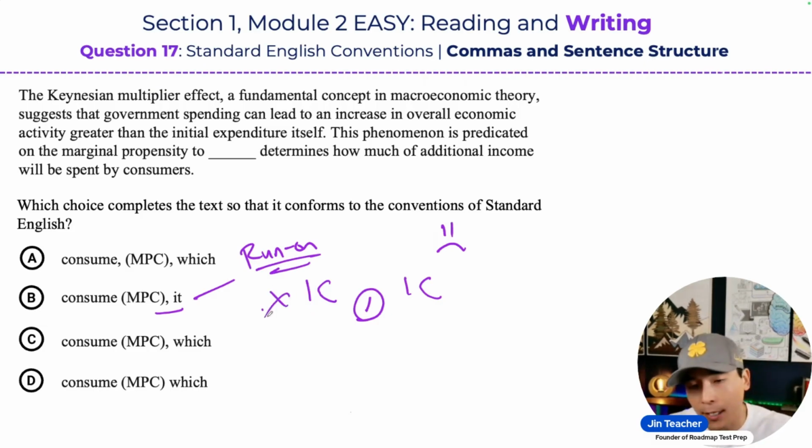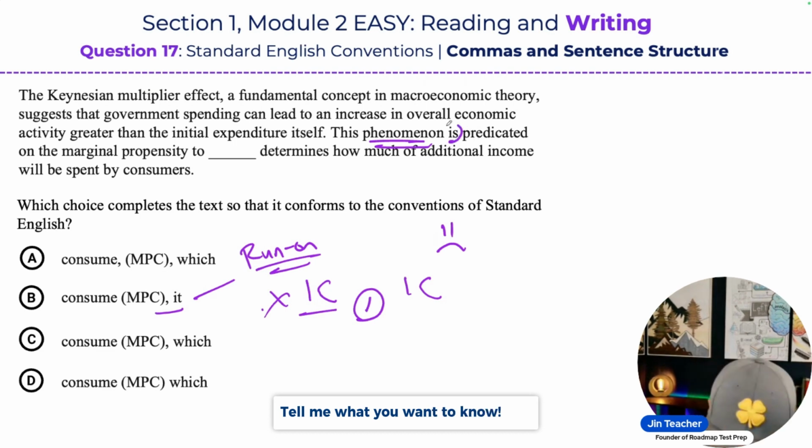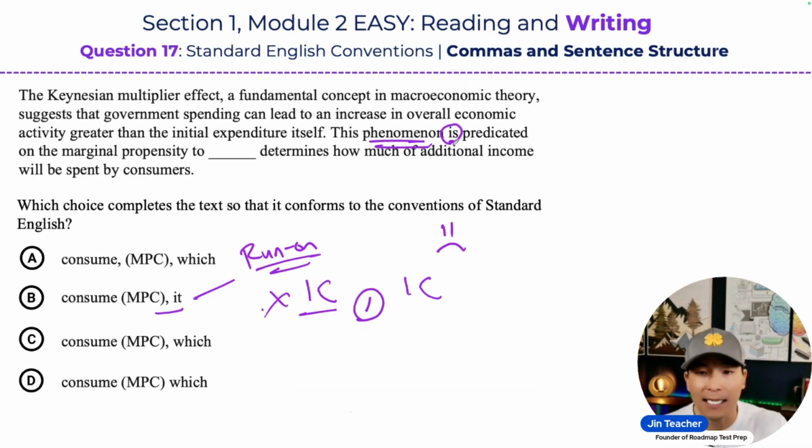And so how do we know that we have a run-on sentence? We've got to check for it, right? An independent clause before the comma: "This phenomenon" is my subject, "is predicated on" is my verb. "This phenomenon is predicated on the marginal propensity to consume" is my complete sentence. That's independent clause number one. Then I have a comma here, and then it says "it." Remember, it creates a subject, an independent clause. So I say "it determines," now I have a subject and verb, and another complete sentence. "It determines how much of additional income will be spent by consumers" is another independent clause. So now I only have a comma that separates these two independent clauses. That creates a sentence structure error.